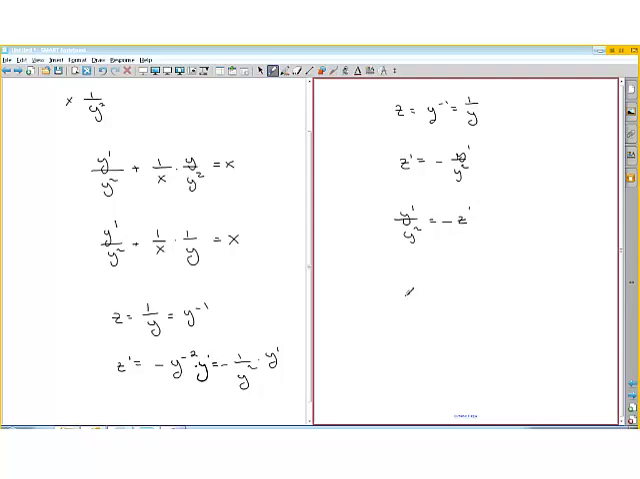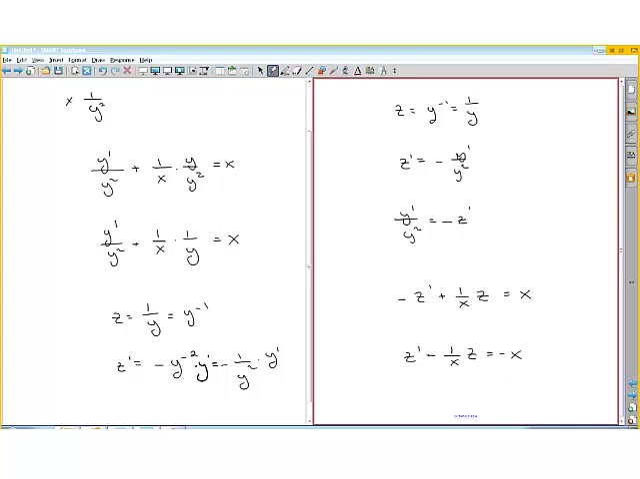So going back here, the first term becomes negative z prime. The second term becomes, well, 1 over y is equal to z. So you get plus 1 over x times z is equal to x. And if we multiply all terms by negative 1, we get z prime minus 1 over x times z is equal to negative x.